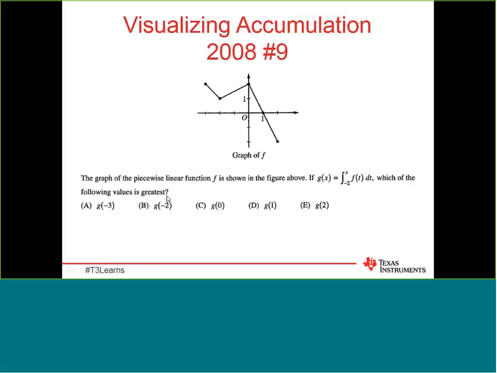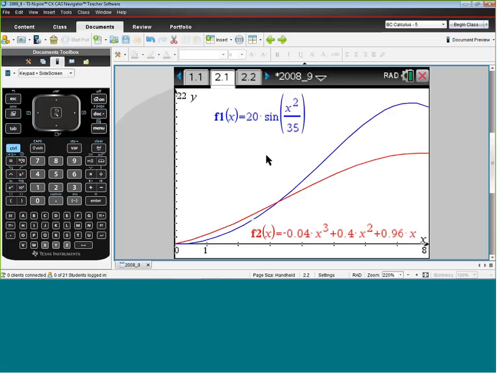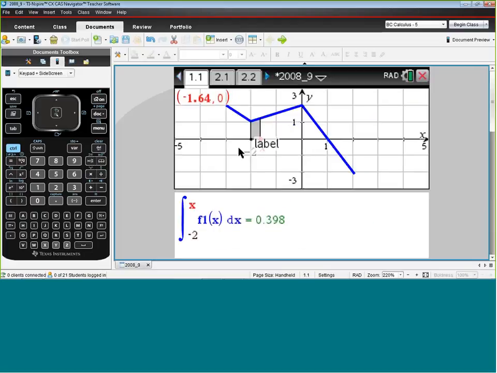This is a really great way to view accumulation in terms of the technology. Let's look at the TI-Nspire first, and then we'll take a look at the TI-84 as well. On the Nspire, I've got the piecewise function here. And what's nice is I'm starting at -2, and I'm accumulating to this point x. And then down below, it's actually telling me what that is. So as I drag point x across, we can see the accumulation happening, and noticing that we're getting a larger and larger value down here.